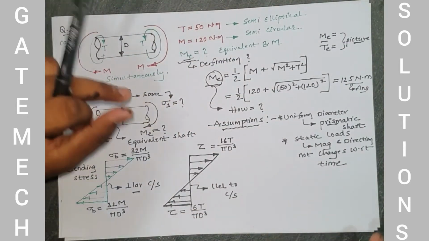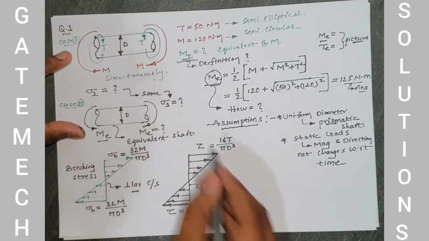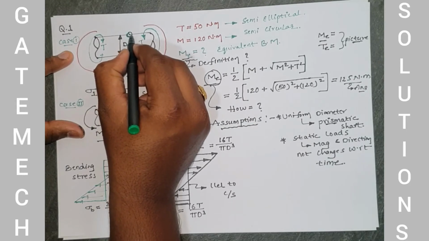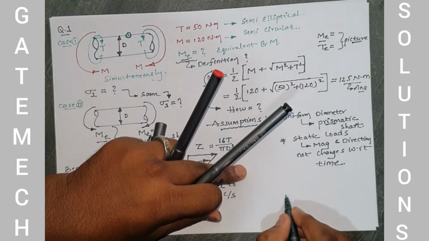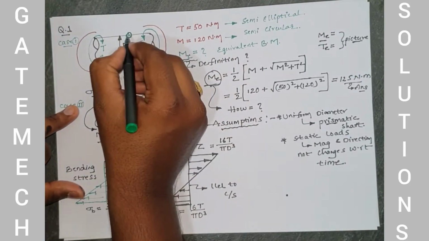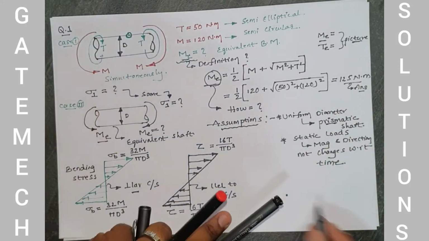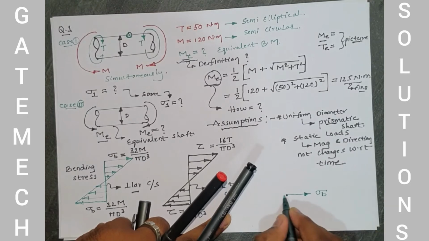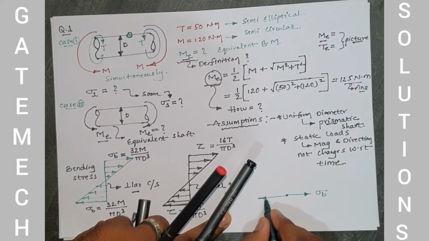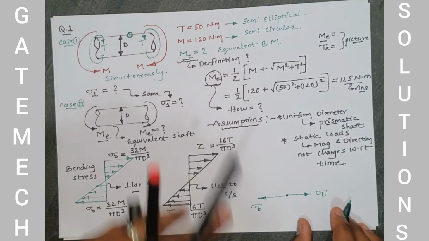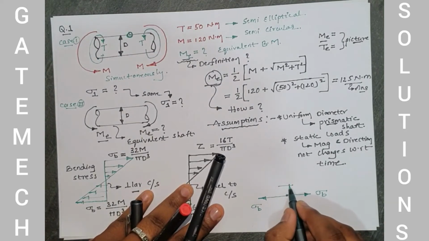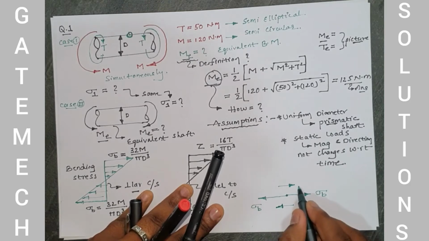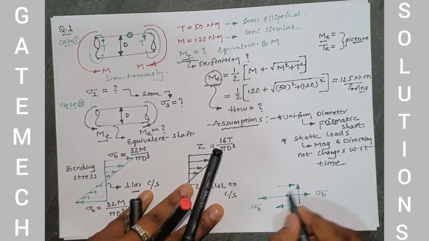Now, if you have the state of stress of the top point of the shaft, any point on the top fiber we can call it, this point is subjected to bending stress, that is in tensile manner, and shear stress. The representation I am giving like this.